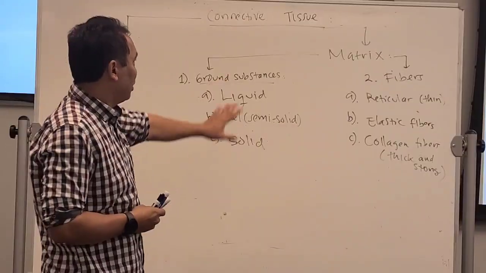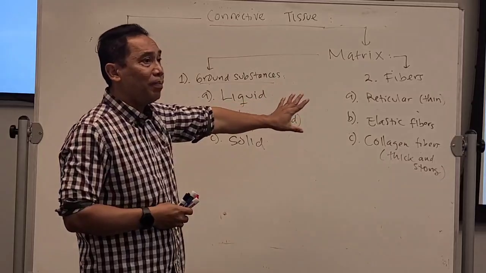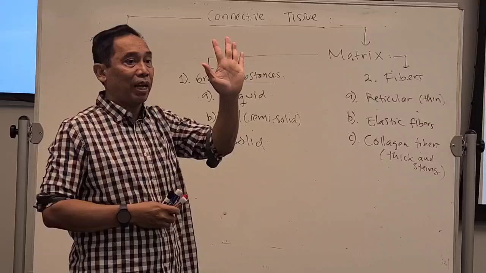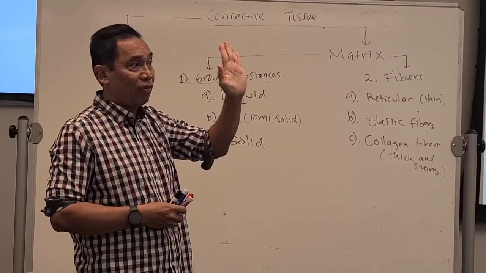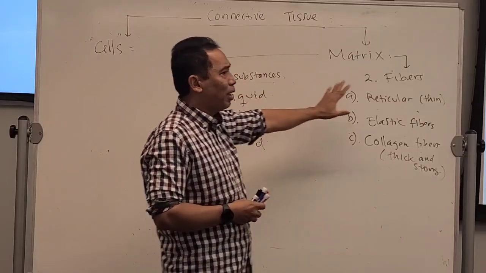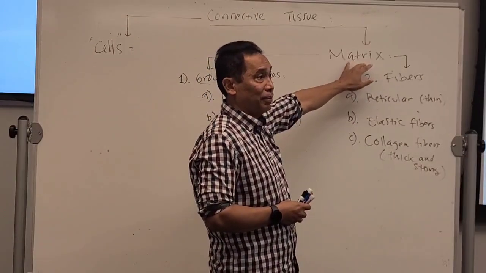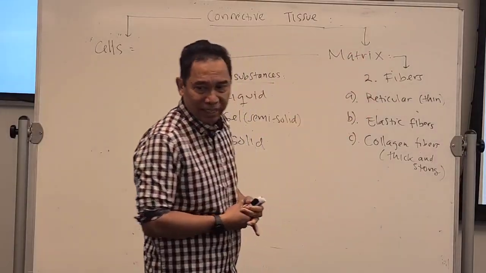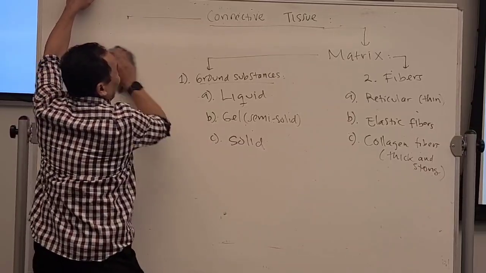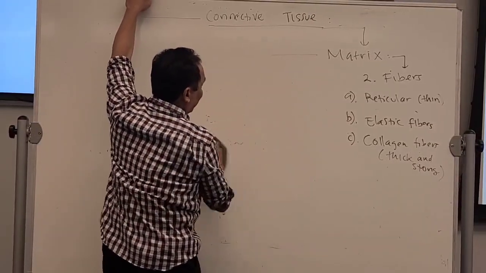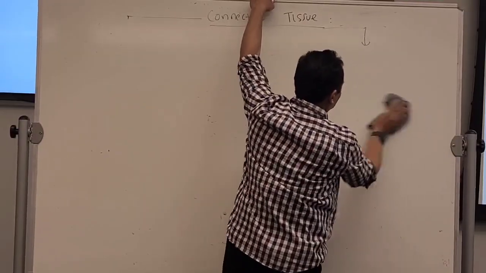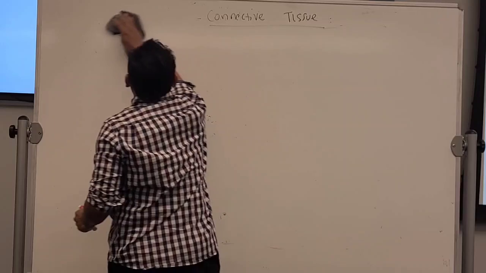Now, based on these ground substances and fibers, the connective tissue will be classified into 5 types. Okay, there are 5 types of connective tissue based on what? Based on the ground substances and the fibers, or based on matrix. You follow this? We're going to list that, and then we're going to see the picture later. I hope we have time for that. So based on these ground substances and fiber, or based on matrix, there are 5 types of connective tissue.